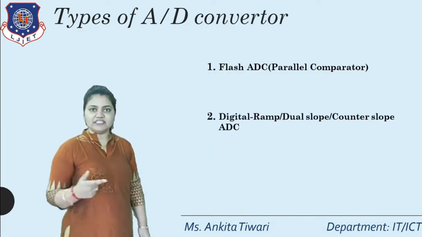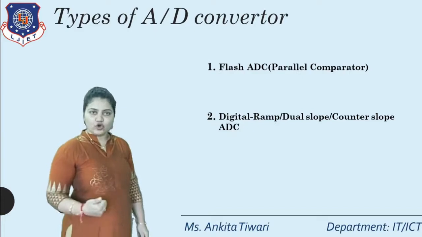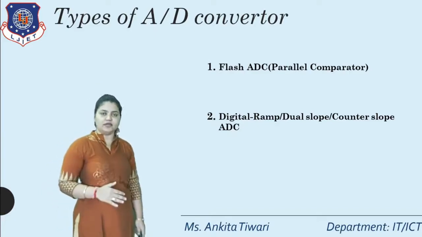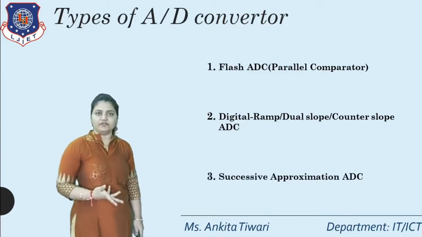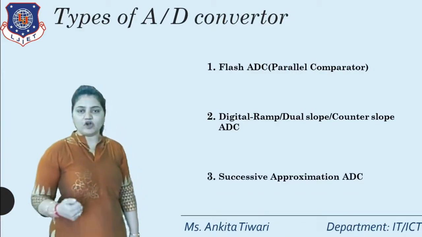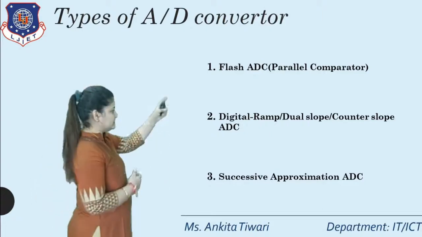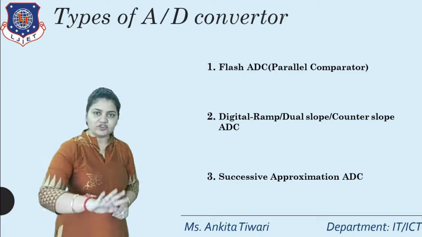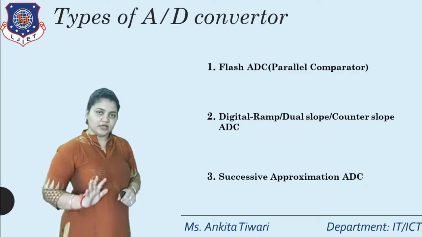The second type we have is digital ramp, dual slope, counter slope. These are different names of the same ADC converter. The third type of converter is successive approximation ADC. So these are the 3 types of A to D converters, where the input is already defined by the processor.